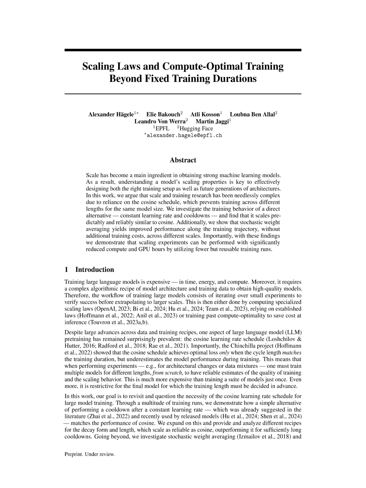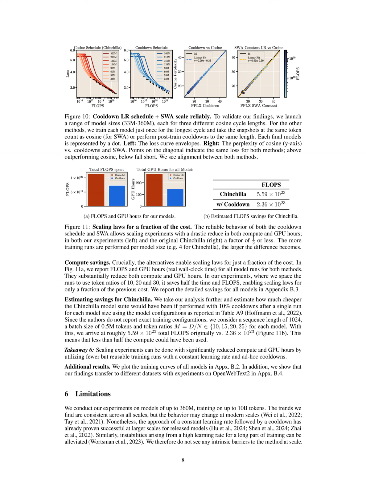4. Savings in computational resources. The alternative of using a constant learning rate with a cooldown phase significantly reduces the computational resources required for scaling experiments. It enables scaling laws to be conducted for only a fraction of the previous cost, saving both time and FLOPs.